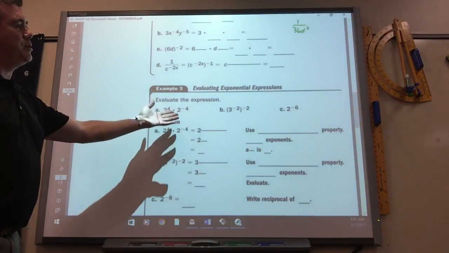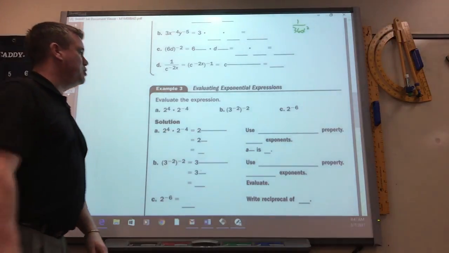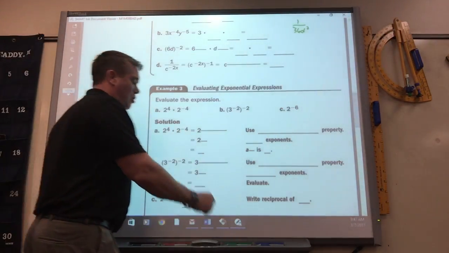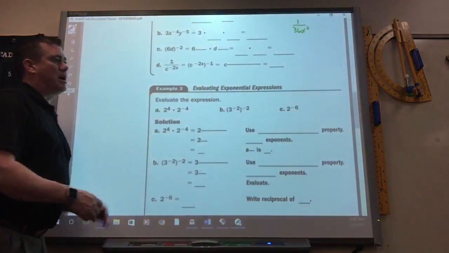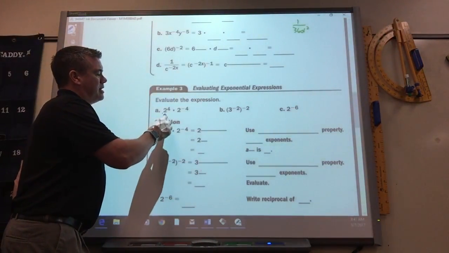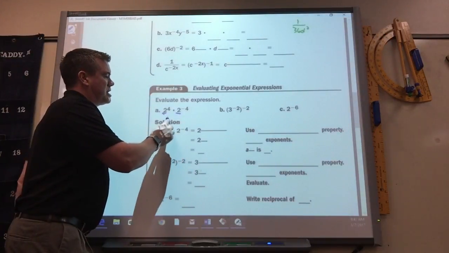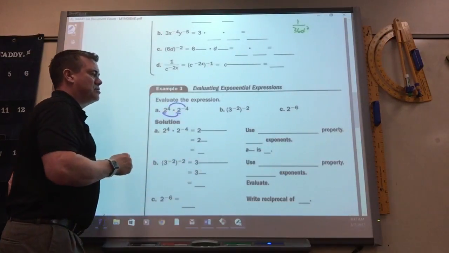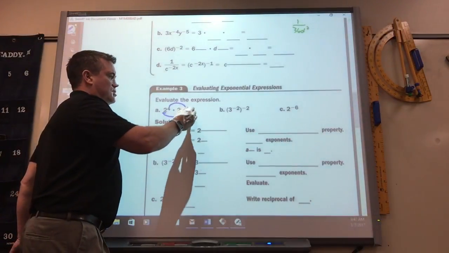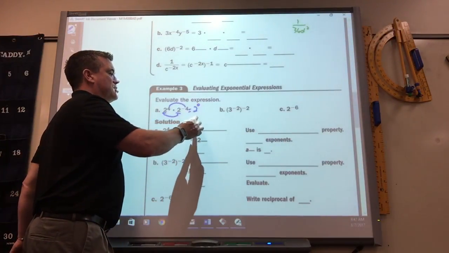So here's the evaluating with the calculator. Now this is where if you just punch this in, it's going to give you a wrong answer. You need to know the property for negative exponents. So going back to what we did in the last assignment, since it's the same base, what do you do to those? 4 plus negative 4 is 0, so it's 2 to the 0, which is 1.